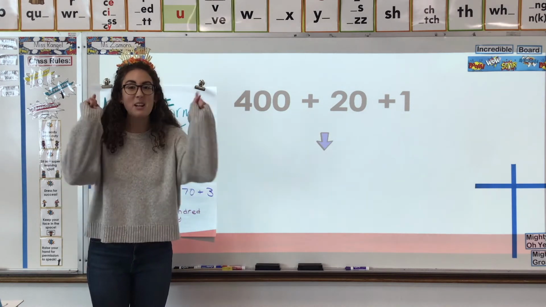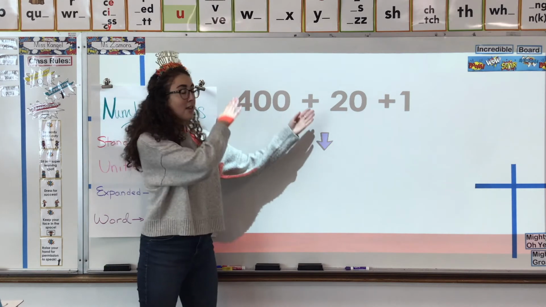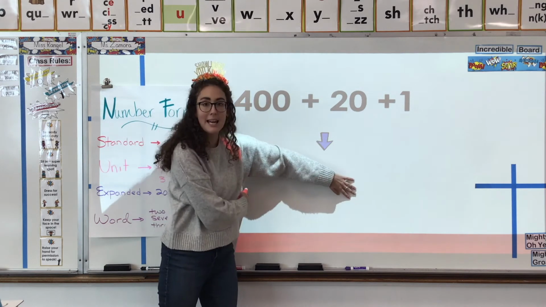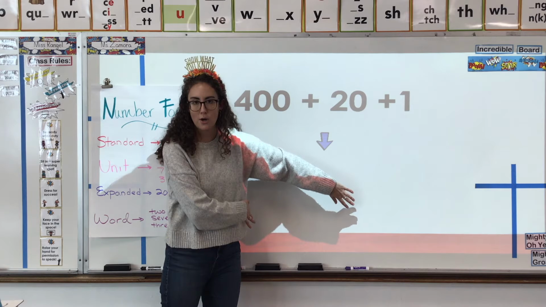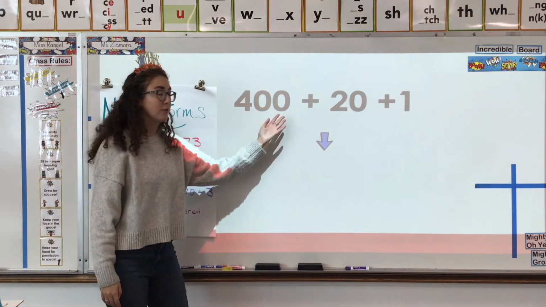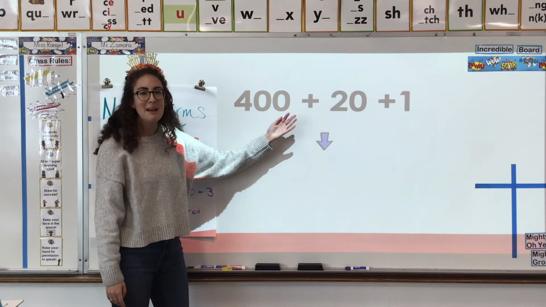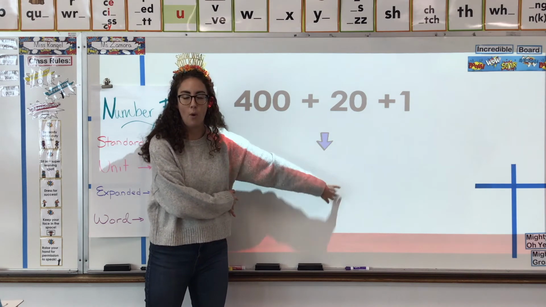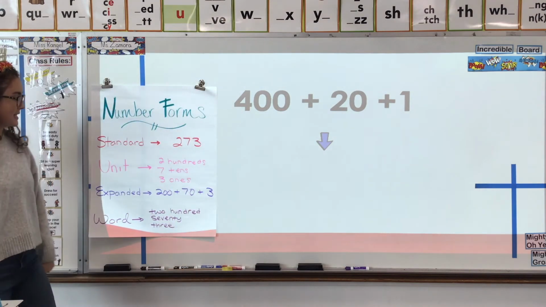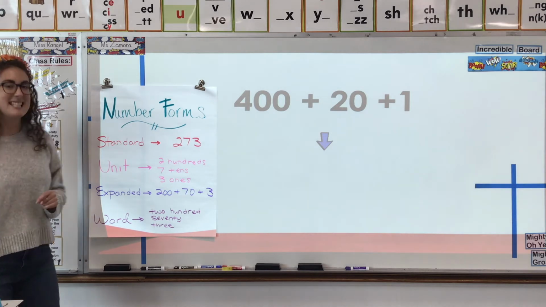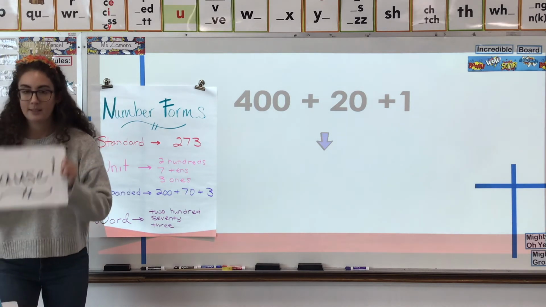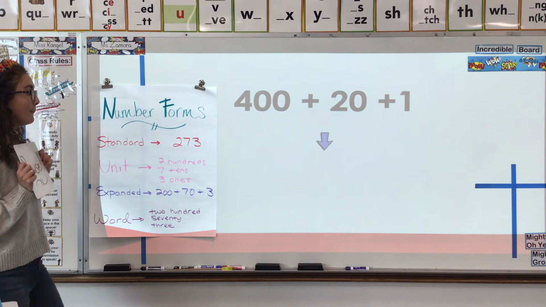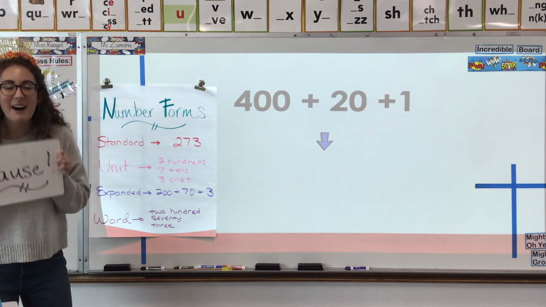So now it's going to be your turn. Take this number and write it in standard form. So take 400 plus 20 plus 1 and write it in standard form. Write it in standard form on your own and then come back to check. Here we go. Pause.